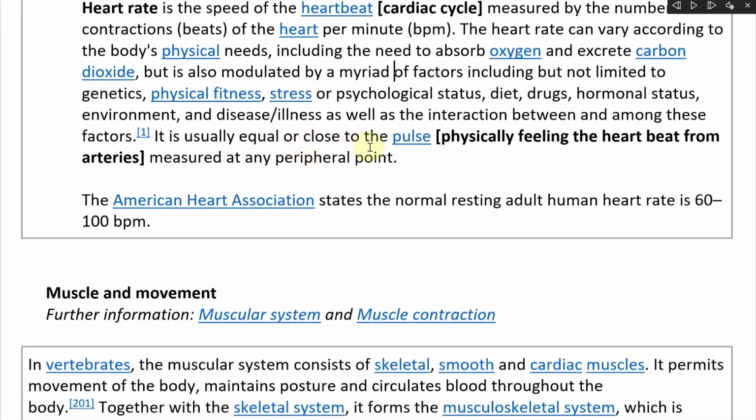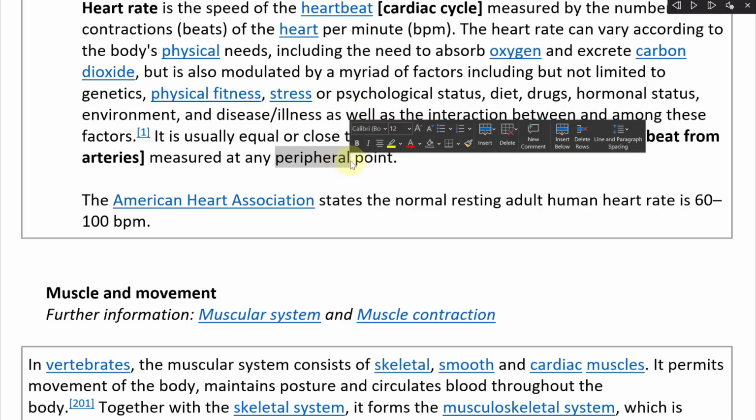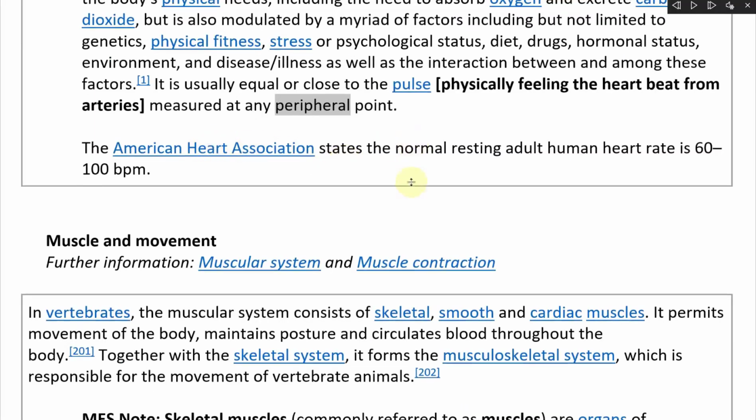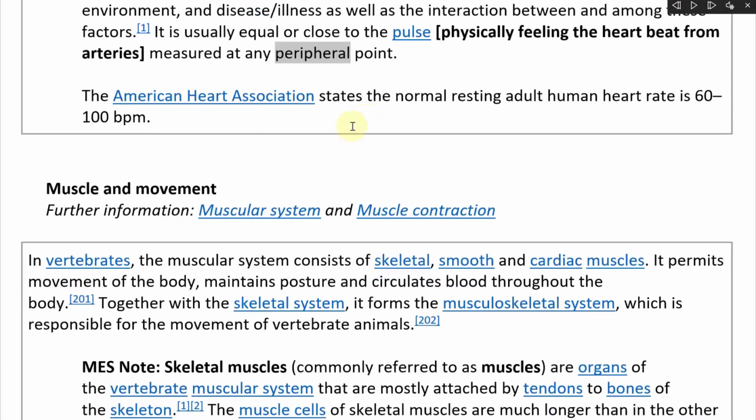It is usually equal or close to the pulse, which is physically feeling the heartbeat from arteries, measured at any peripheral point. Yeah, so you can measure it from a pulse just by touching any of the arteries at any peripheral or outside points, such as your wrists, etc. The American Heart Association states that the normal resting adult heart rate is 60 to 100 beats per minute. It's a pretty big range.